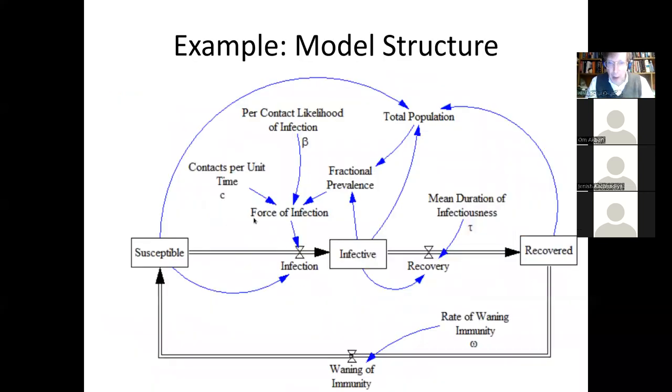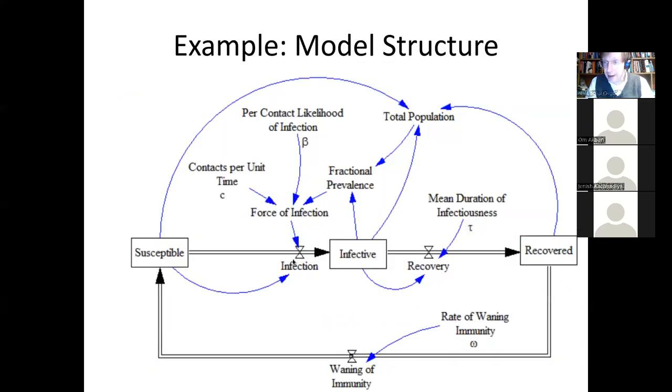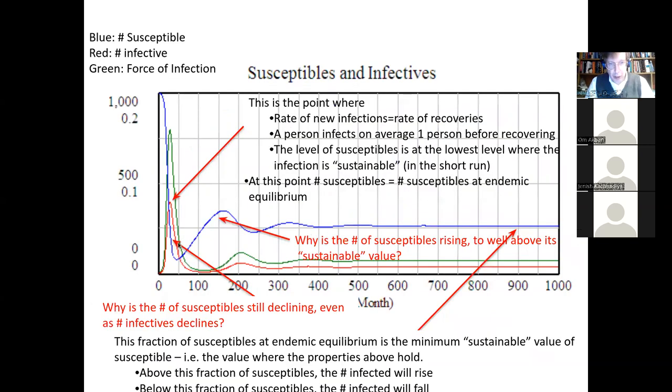Why would a stock drop, if what is the case? Yeah, the outflow is greater than the inflow. More people are recovering than getting infected. We have all these infectives, so lots start to recover. We have more people recovering per day than are getting infected per day. And so it's going to be dropping. And you notice it's dropping.